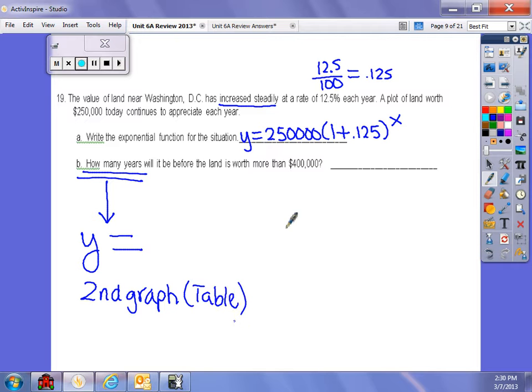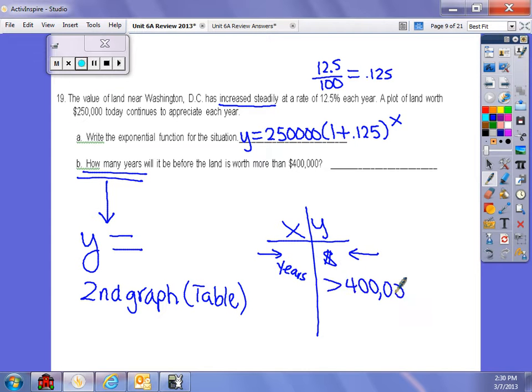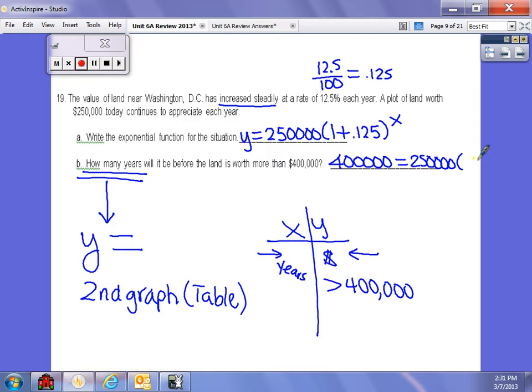In the table, you'll be looking for two things. You'll be looking for the x value. This represents the years, and then here this represents the amount of money. So we're looking for the amount of money that is greater than 400,000. So to set it up here, you're going to say 400,000, and then you'll say 250,000 times 1.125 to the x, and we don't know what x is.